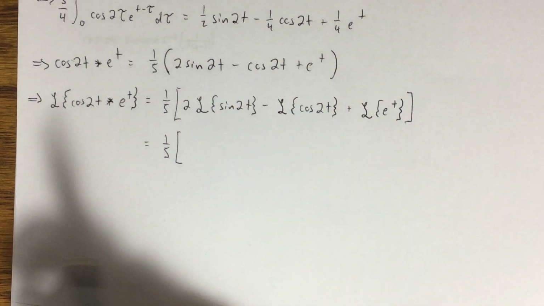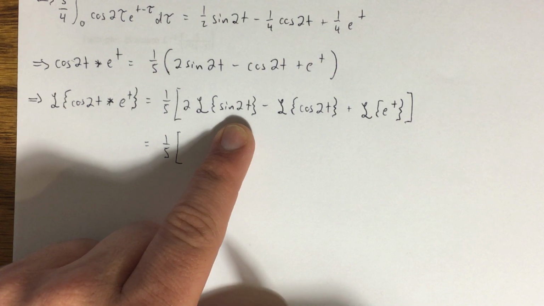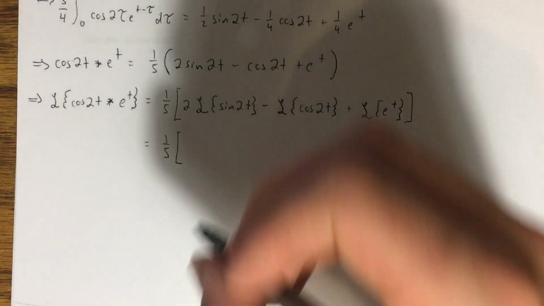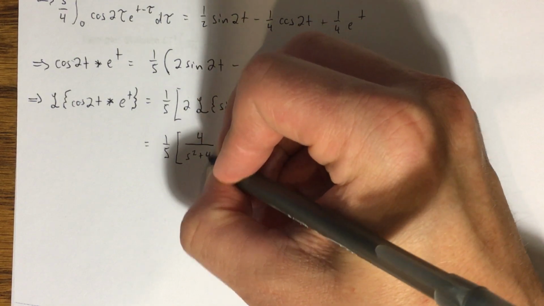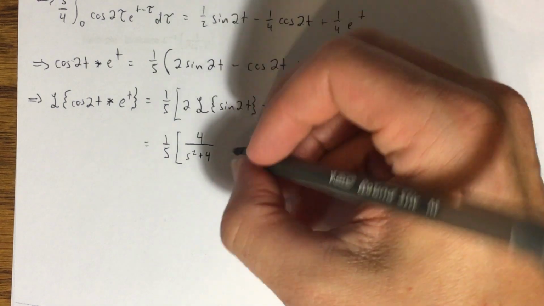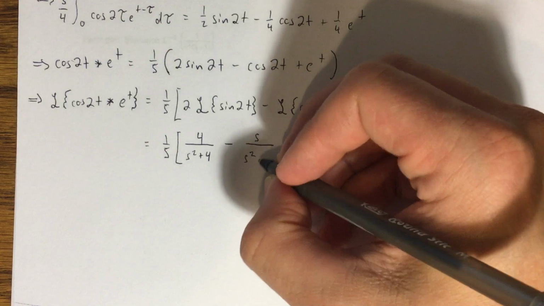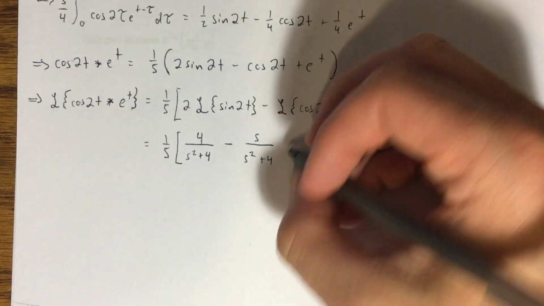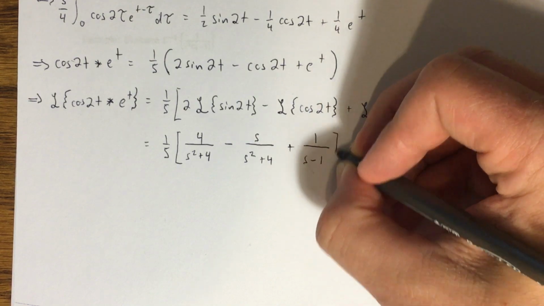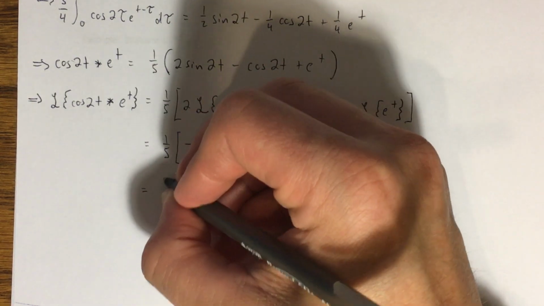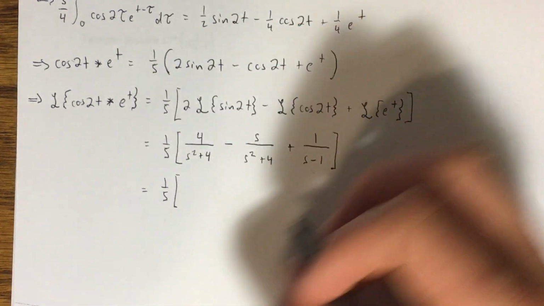okay, so sine of 2t, its Laplace transform would look like 2, because that's my k, over s squared plus 4. But then I have this other 2 right here that's being multiplied to it, so that's 4 over s squared plus 4. And then this guy would look like minus s over s squared plus 2 squared, which is also 4, plus the Laplace transform of e to the t, which we know is equal to 1 over s minus 1.